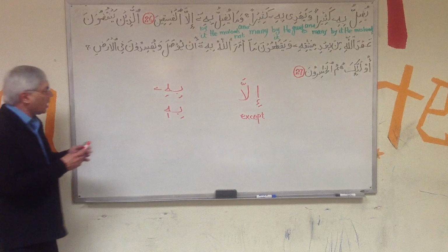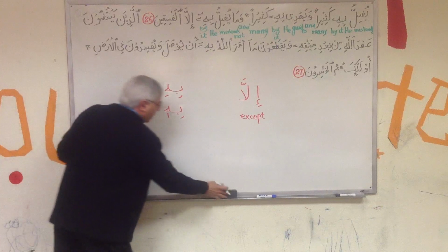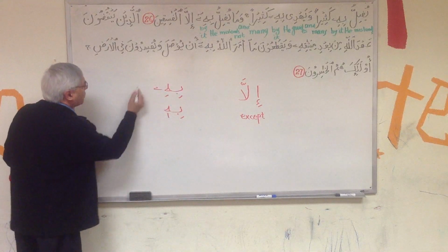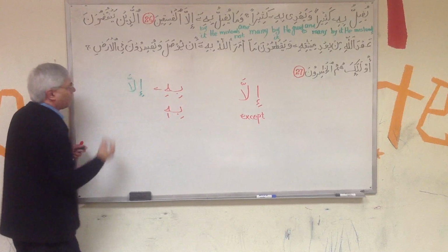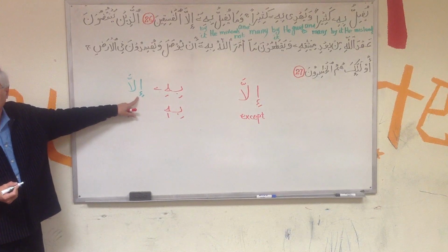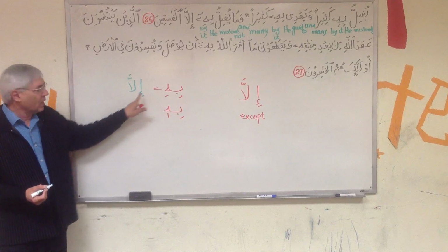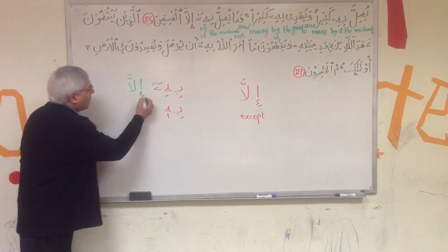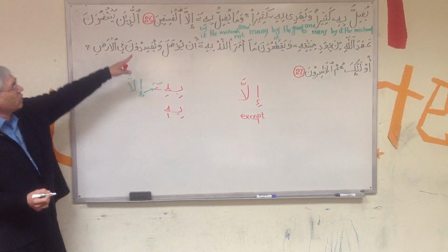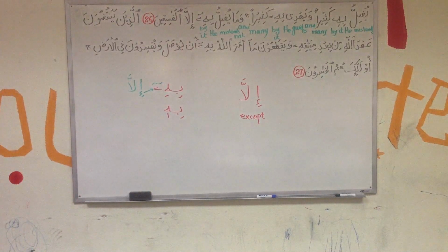Now, when a letter or a word comes after that, which in this case is illa, illa has a hamza here. When there is a hamza after this, the hamza makes a big mud on this one. So if you notice in this case, there is a mud there. So now you have to stretch this bihi 4 to 6 times.